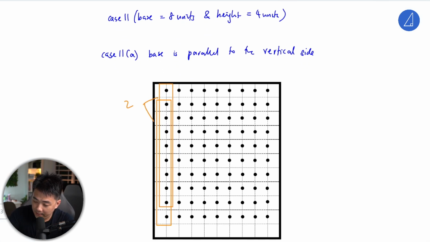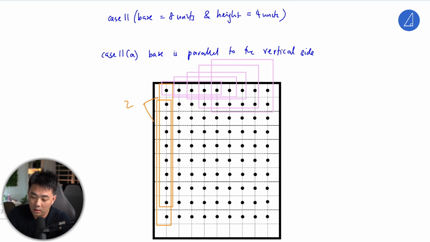Whereas for the height, we have more than what we had in the previous. 1, 2, 3, 4. 1, 2, 3, 4. 1, 2, 3, 4, 5. Okay, 5 ways. So it's 2 times 5.